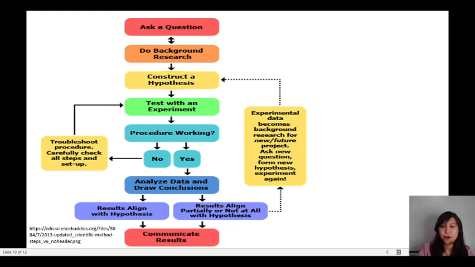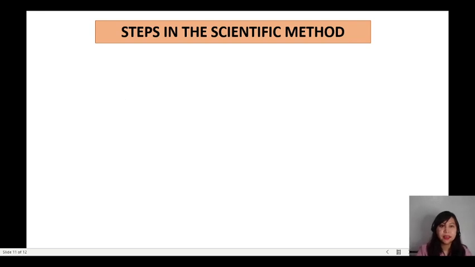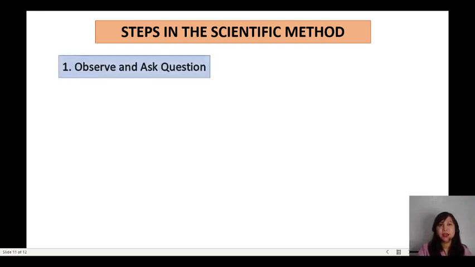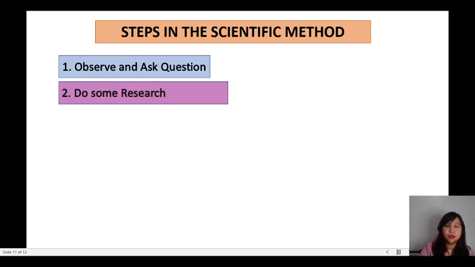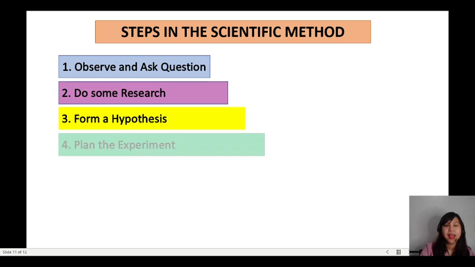Okay? So, let us recall again what the steps in the scientific method are. The first one is, great, observe and ask questions. How about the next one? Good. Do some research. Next, great job. Form a hypothesis. Then the fourth one, that's the answer. Plan the experiment.